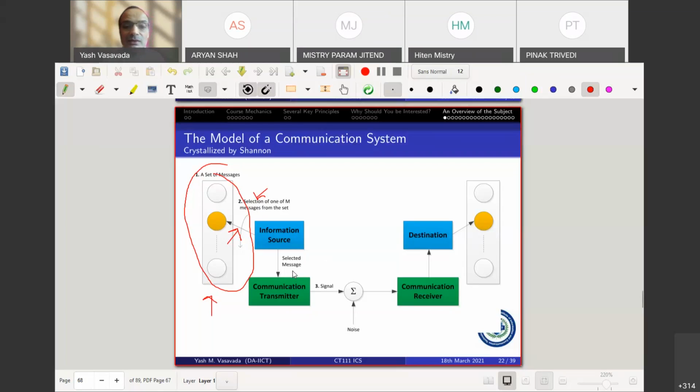But then after selection, that particular set member has to be transmitted. And for that, we need a communication transmitter. What the transmitter will do is take this message and convert it into a signal, a physical signal. This signal is what you would study in physics. This selected message is not actually any physical object. It is residing in our brains almost. Whereas the signal is a physical entity. And the signal is what gets transmitted over the communication channel. And in that process, it might get corrupted by some additive impairments. And then the receiver gets that signal.